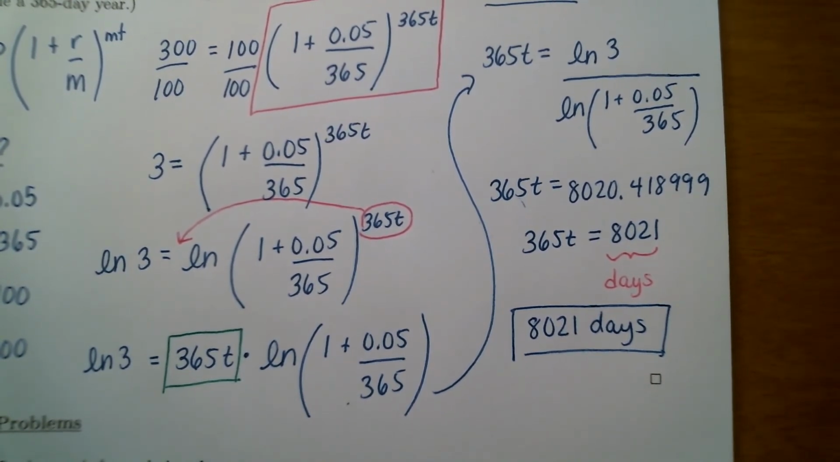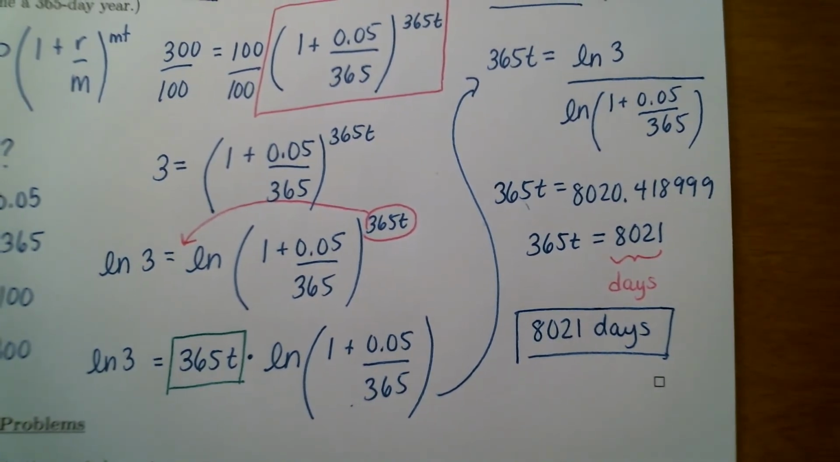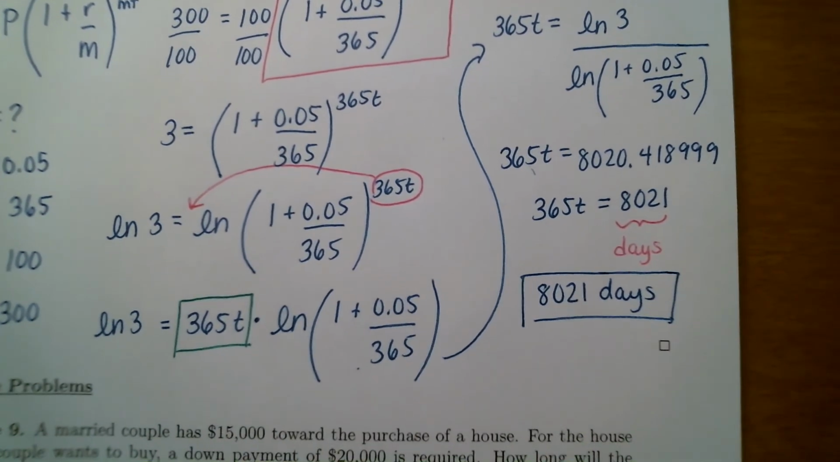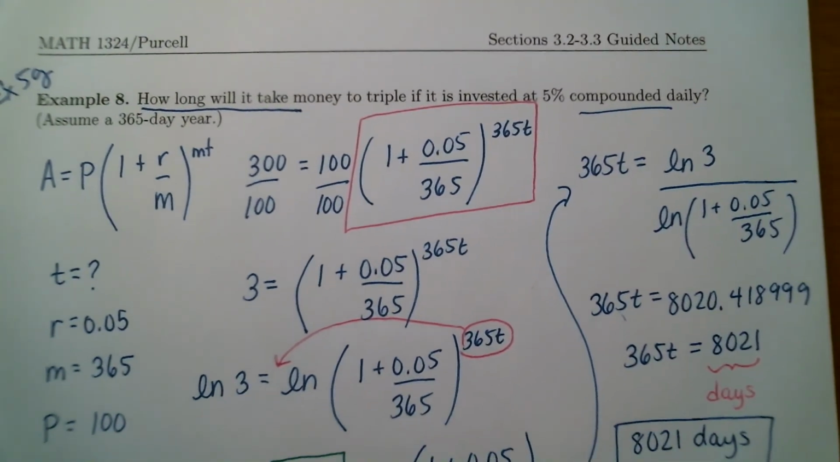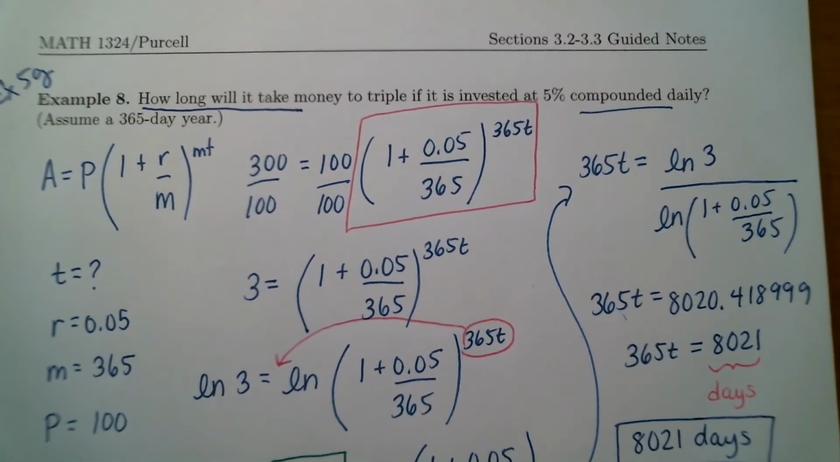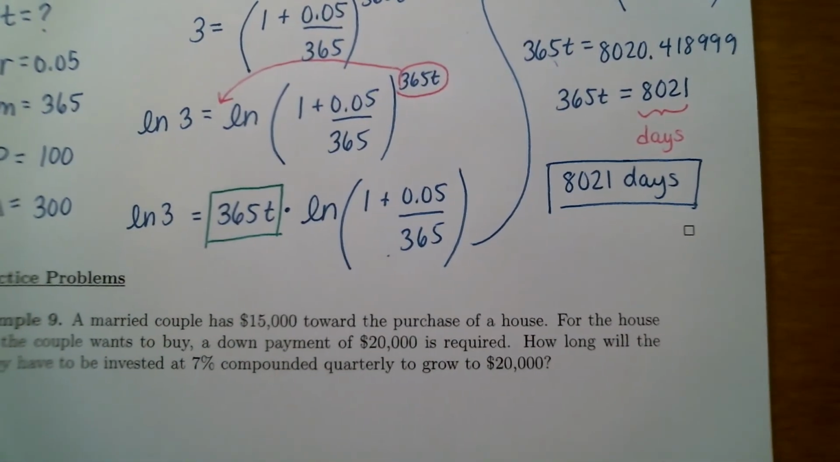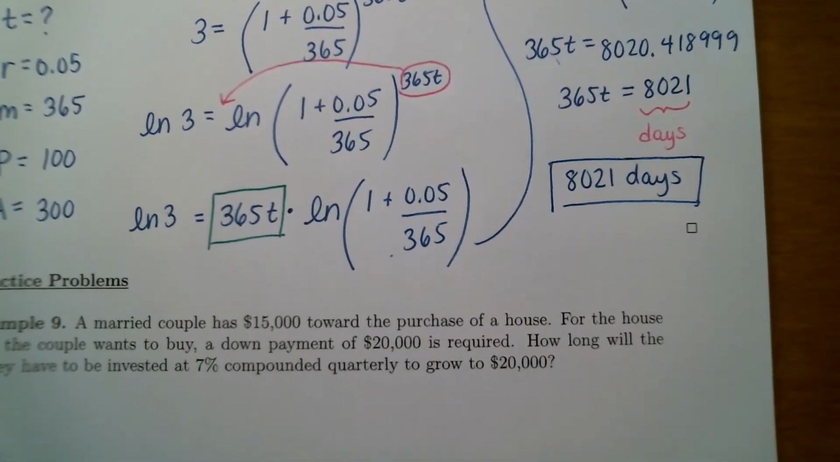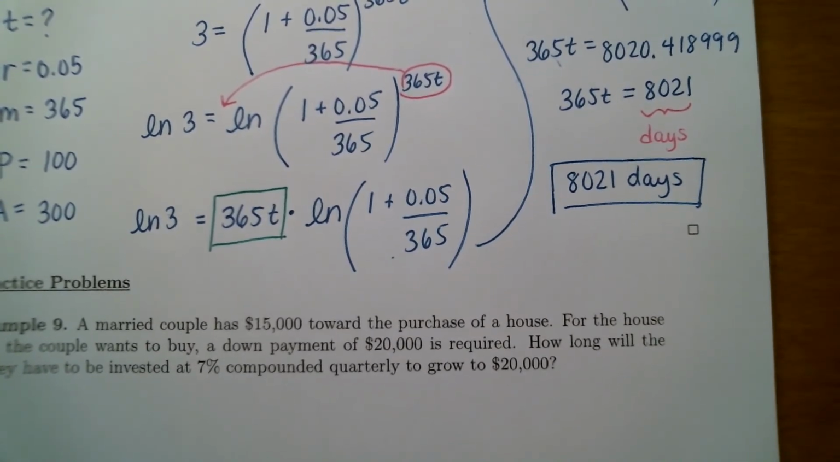Now, if you're like me, I don't want to sit here and count 8,021 days. So I am going to convert this answer into years and leftover days. When you go back and read the question, it is not specified how you're supposed to state the answer. So you need to be careful with this in MyMathLab. Are they asking you for the total number of days? If they are, you would write 8,021 and move on. Or are they going to ask you for years and leftover days?